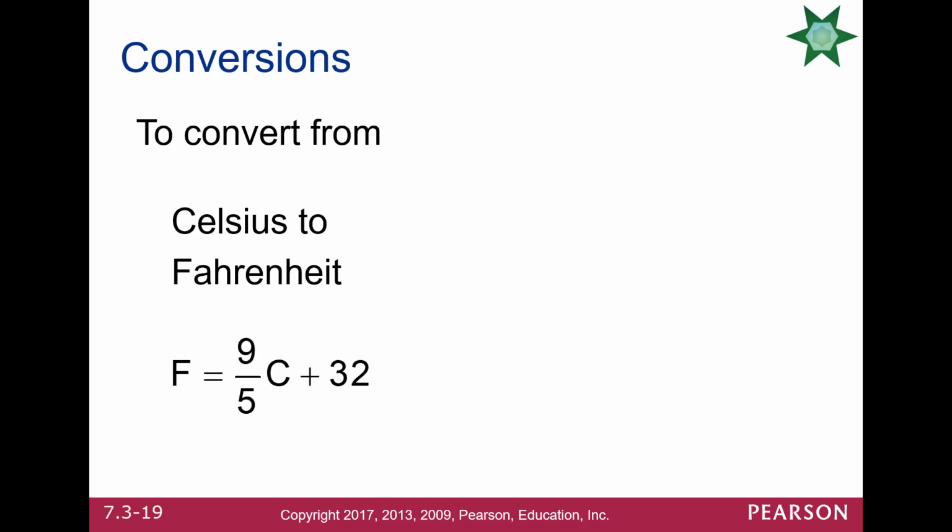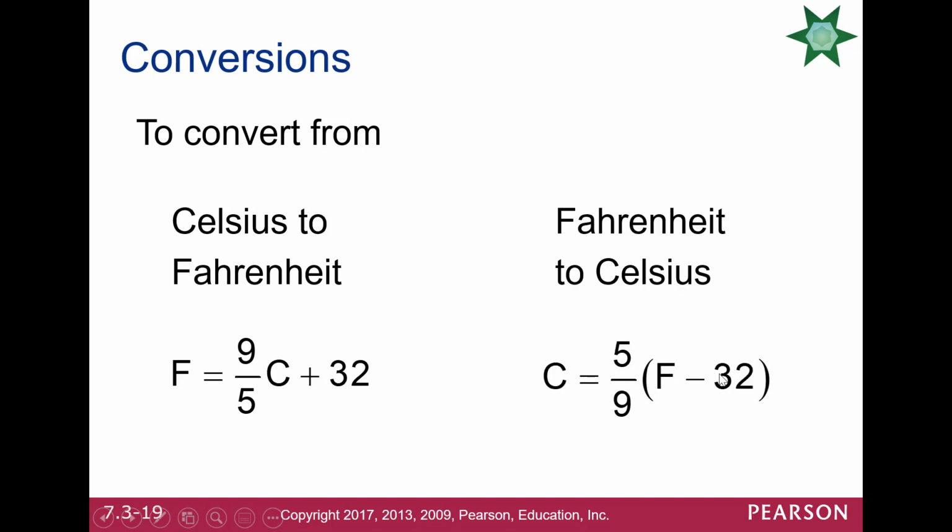If you are given a Celsius temperature, you are going to multiply it by 9, divide it by 5, and then add 32. If you're given a Fahrenheit temperature, the first thing you do is what's in parentheses. Remember the order of operations we reviewed in the beginning. Fahrenheit temperature minus 32, then multiply it by 5 and divide by 9.